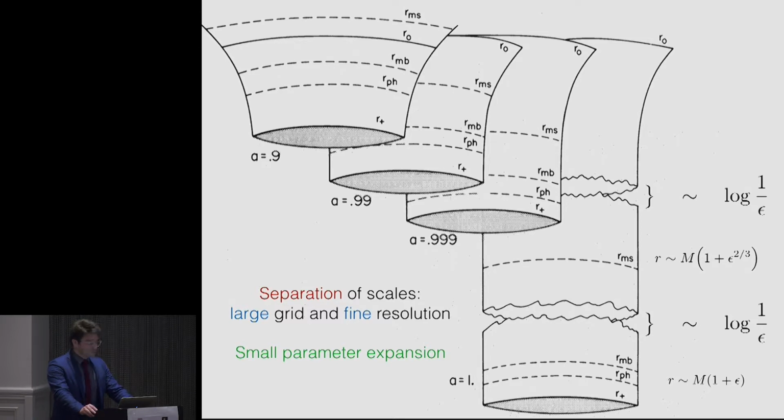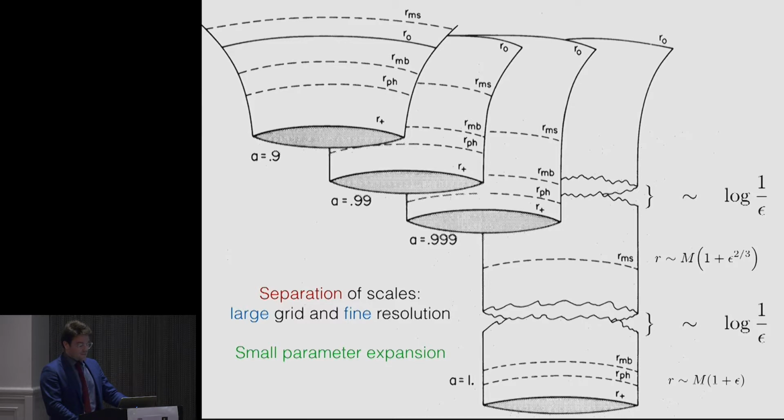This is a problem if you're trying to do numerical simulations, because there's a separation of scales. To resolve this, you'd need a large grid that incorporates both the black hole and the distant observer. But your grid would also have to have increasingly fine resolution to see this near horizon region. But in physics, whenever you have a large separation of scales, you can always do a small parameter expansion in the ratio of these scales. Essentially, you can do the same thing here, and the small parameter is epsilon, which controls the deviation from extremality, or equivalently, the depth of the throat.